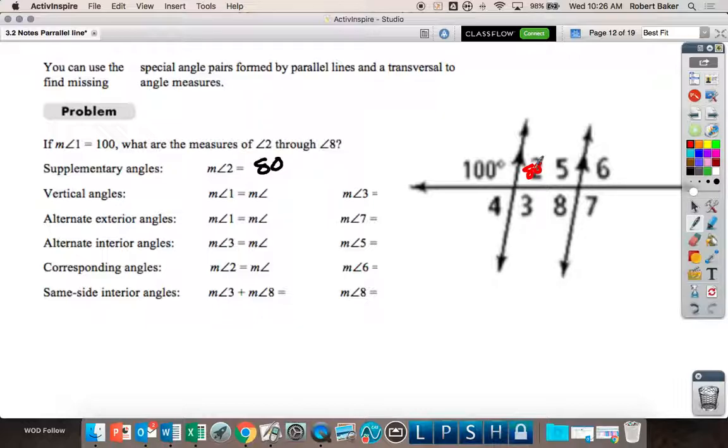And it says vertical angles. The measure of angle 1 is 100. And they say vertical angles make angle 3 100. This is confusing, right? A little bit.